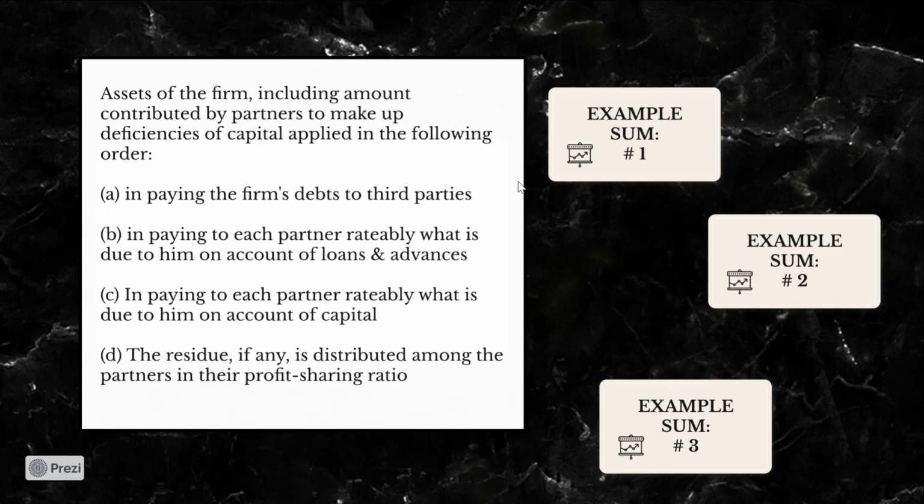So, any amount which is realized from sale of assets should first be applied in paying off outside liabilities. Then, the loan which is advanced by the partner to the firm can be paid off. Then the partners' capital balances can be paid off. And after this, if there is any residue, it will be distributed among the partners in their profit sharing ratio. Let's see a few example sums based on this concept.